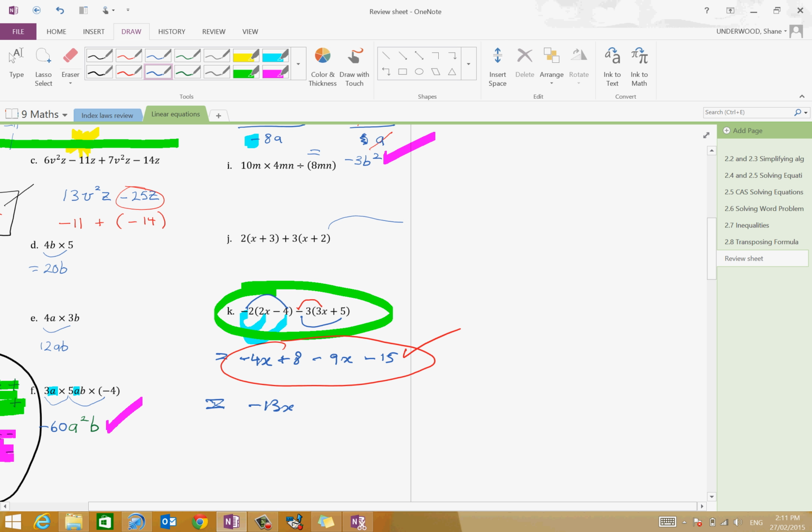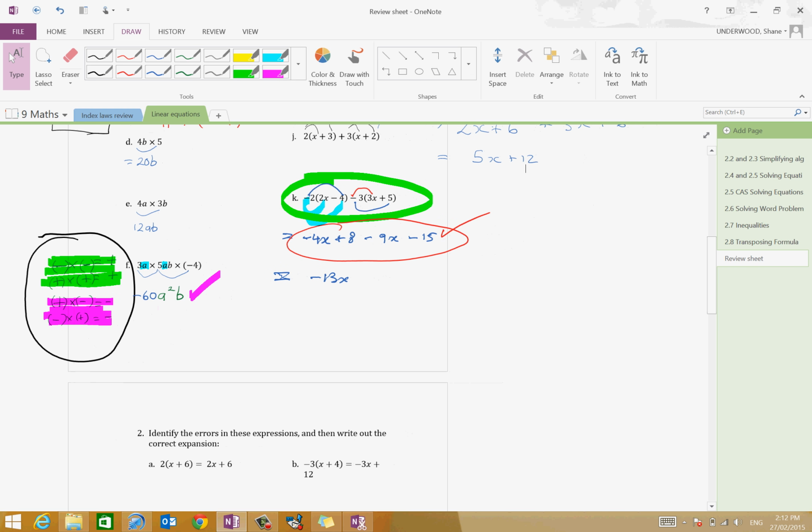Okay, over here, what we need to do then is use distributive law again. What we're doing is 2 times x plus 2 times 3 plus 3 times x plus 3 times 2. Then we have to simplify. 2 times x is 2x. 2 times 3 is 6. 3 times x is 3x. And 3 times 2 is 6. I collect my like terms. The answer is 5x plus 12.